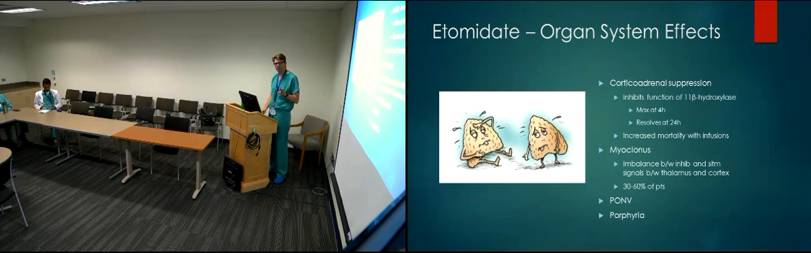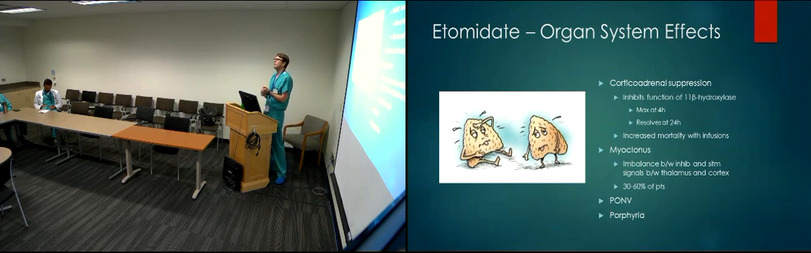Higher degree of myoclonus than you see with propofol, because there's an imbalance between your inhibitory and stimulating signals in the thalamus and the cortex. You see this in 30 to 60% of patients.